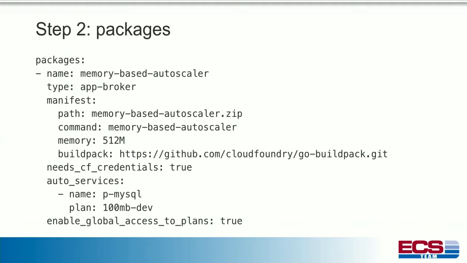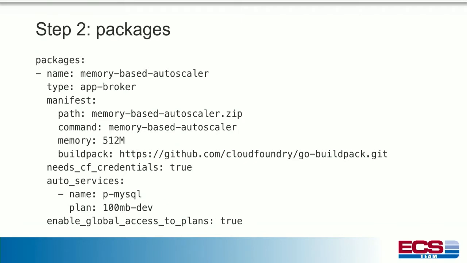So our application can grab those credentials and connect to the fire hose at runtime. Auto services, we gave it the name PMySQL on the plan 100 MB dev. That will go ahead and create a MySQL service instance for us and bind it to our service broker. All that's happening in this declarative way in the YAML section. And then enable global access to plans.